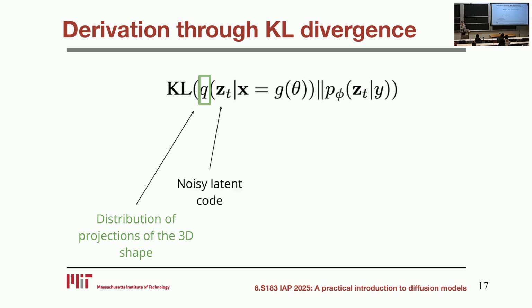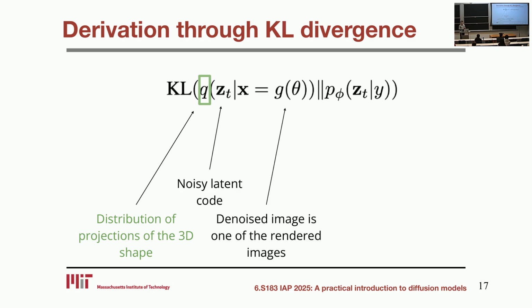Well, ZT is our noised latent code for the image. So after we took the projection, we can noise it and calculate the probability of this noised projection, given that our denoised projection comes from one of the projections of the 3D shape. So this is the left distribution, right? How likely is this noise sample if we assume it was sampled from the projections of the 3D shapes?